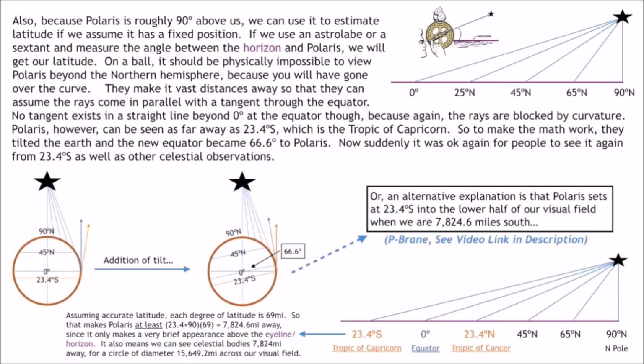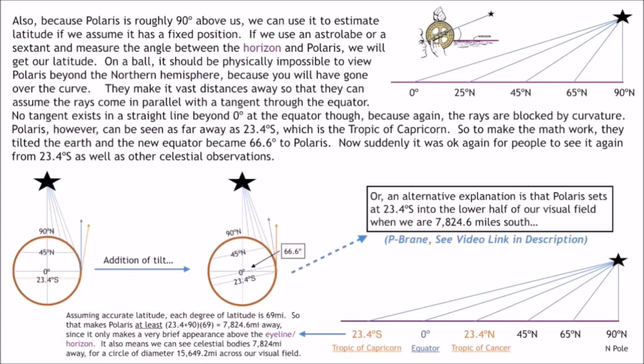But an alternative explanation is that Polaris sets at 23.4 degrees south into the lower half of our visual field, which is set by theta. And it happens when we are approximately 7,824.6 miles south. And again, video links in the descriptions for that.